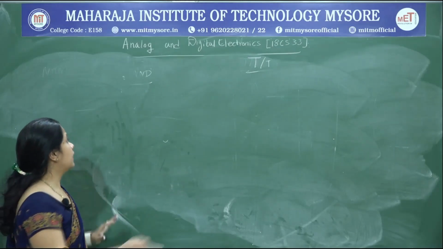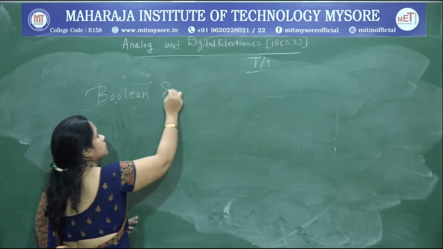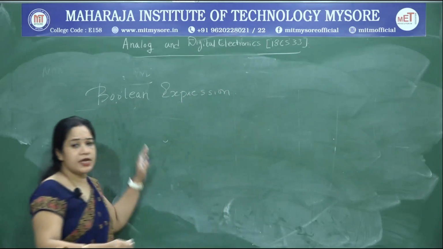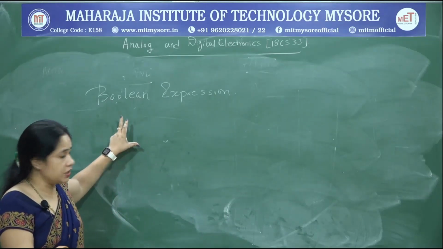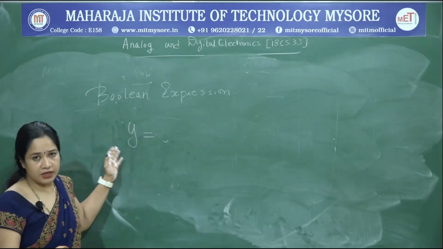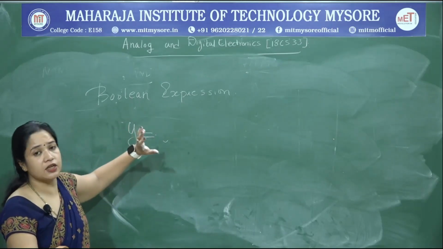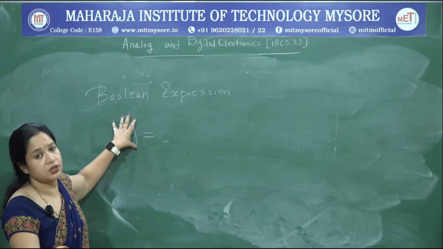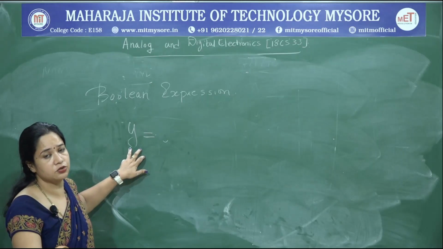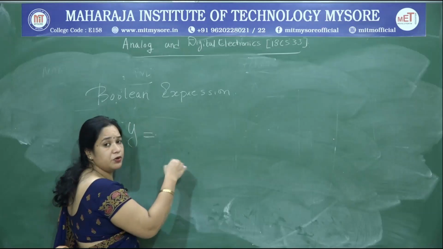Now, at this point let me tell what a Boolean expression is. A Boolean expression is an expression which represents an output for a digital system. Say you have any digital circuit, the output of the digital circuit can be represented as a Boolean expression, and you can use any literal or variable to represent the output, and it is usually represented in terms of the input literals.